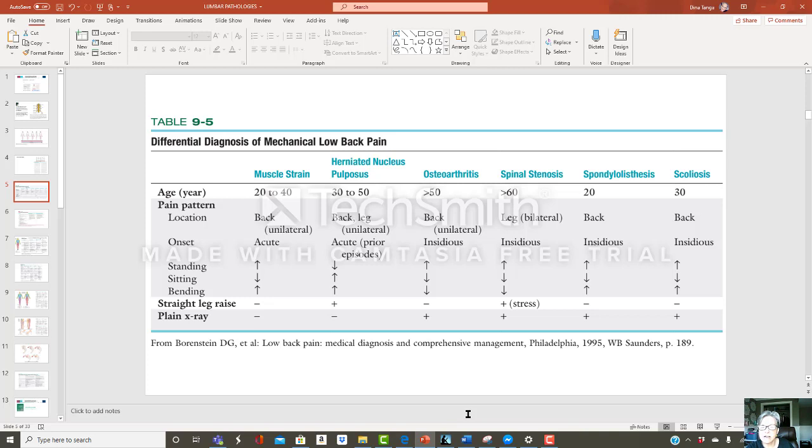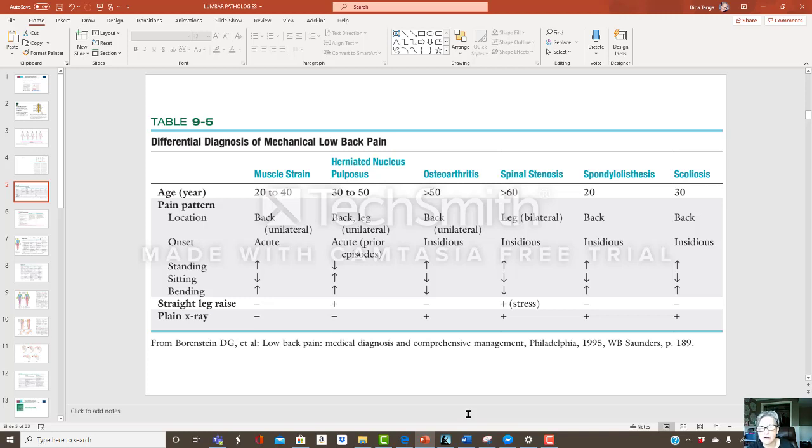Spinal stenosis, over the age of 60. Location is the leg, usually bilaterally. Insidious, it's going to progress over time. Standing is going to increase the pain. Sitting and bending is going to decrease the pain. A straight leg raise is probably going to be positive, and you're going to see this on a plain x-ray.